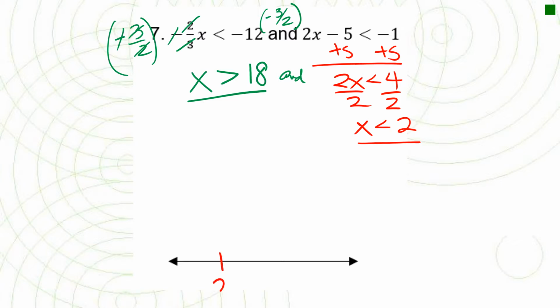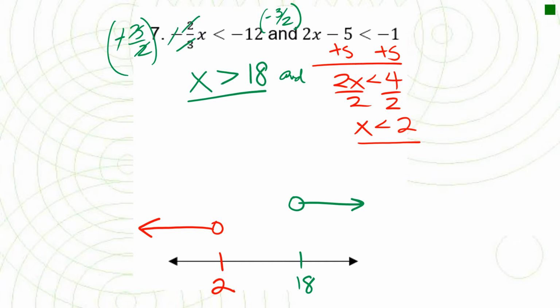So remember, the smaller number goes on the left, the larger number goes on the right, and then I graph each one. This one says x is greater than 18. So that's an open circle shaded to the right. X is less than 2 is an open circle shaded to the left. And I want their intersection.